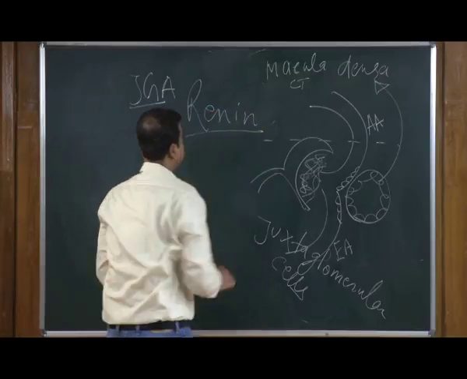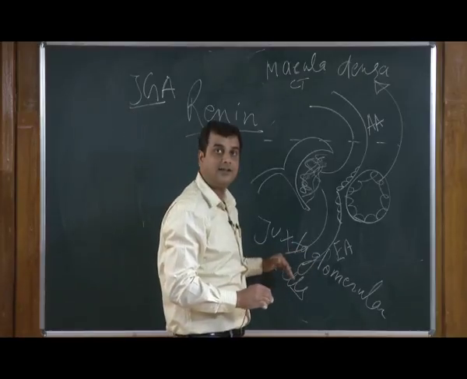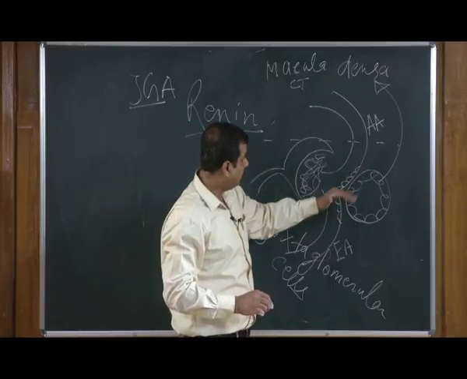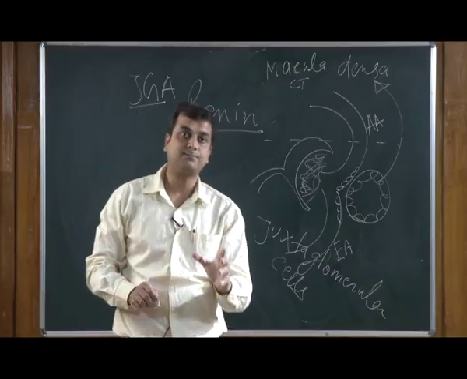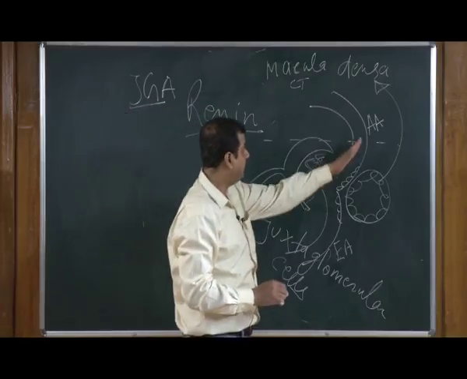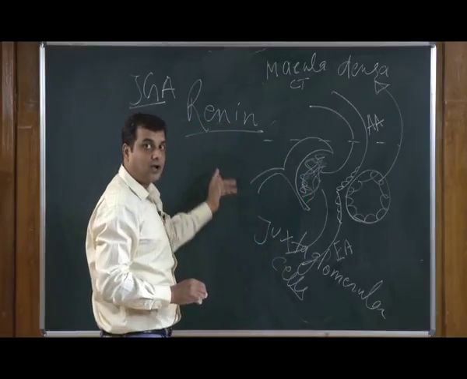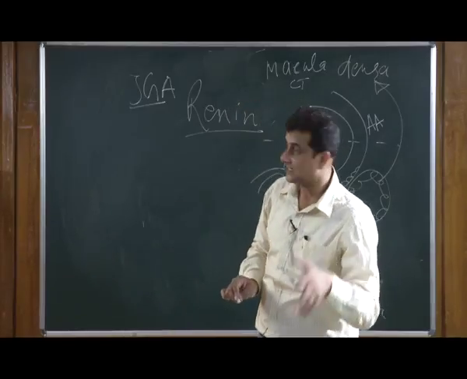Now, renin is a very unique enzyme secreted by juxtaglomerular cells in this area where the afferent and efferent arterioles are, in order to maintain the blood pressure and the blood flow, and this is a very important enzyme. This should not be confused with another enzyme that is secreted in the stomach.